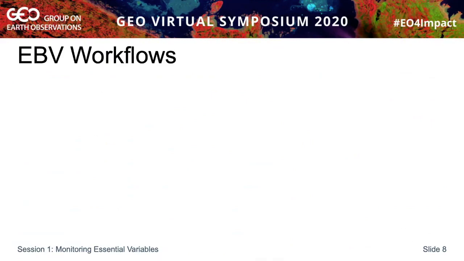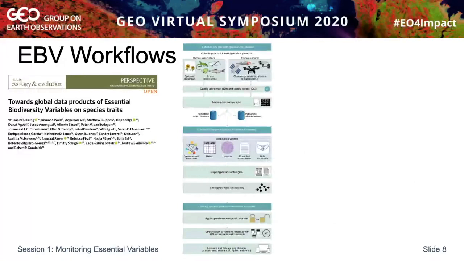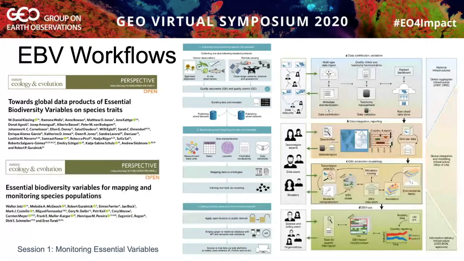So within our network, GEO BON members are now working on defining the essential biodiversity variables, or EBVs, within each class, and describing the workflows to produce the EBV data products. In particular, progress was made in recent years to conceptualize essential biodiversity variables for species traits and for species populations. And you can see here two examples of workflows to produce those EBVs. So I will not get into details, of course, but I invite you to check those two publications if you're curious about the process of defining EBVs and the workflows for different dimensions of biodiversity.